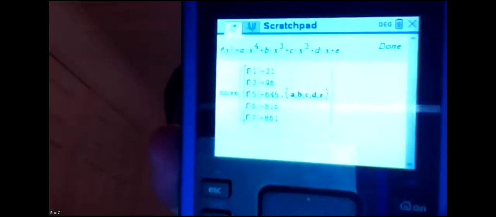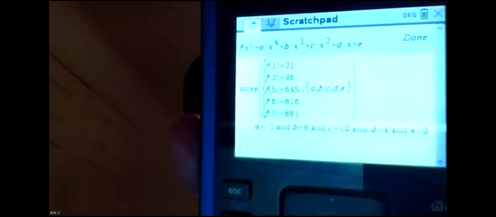So the first one is f(1) equals 21. And then next one is f(2) equals 96. And then f(5) equals 645. Next one is f(6) equals 816, and then f(7) equals 861. So I just type all of those in like so, and then press execute or enter, and then we've got our coefficients there.